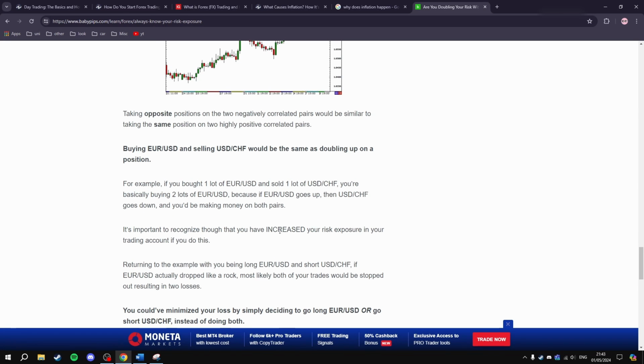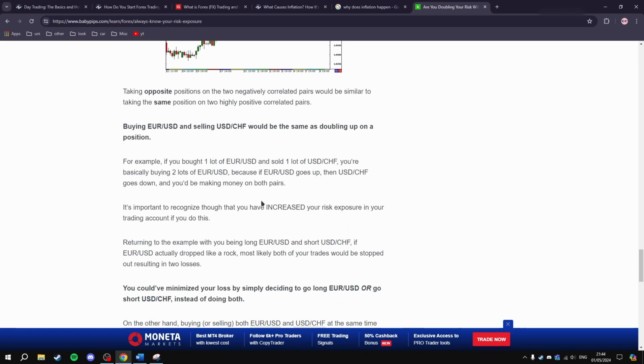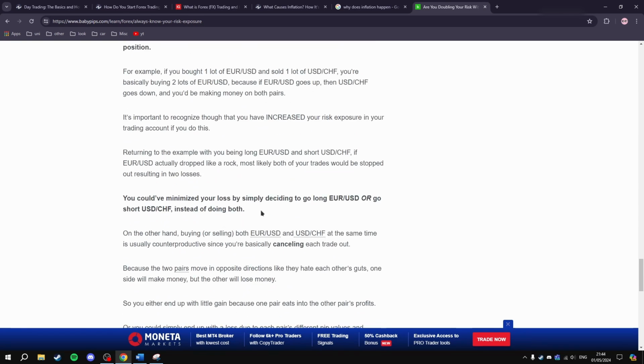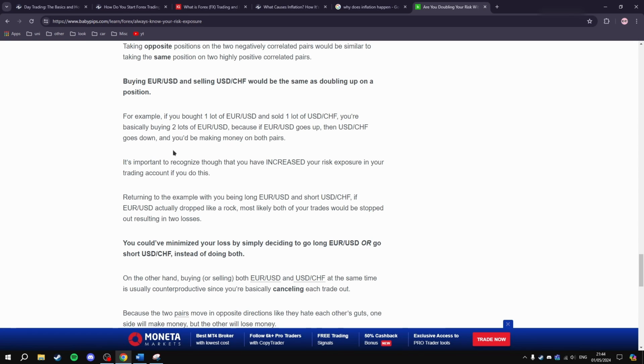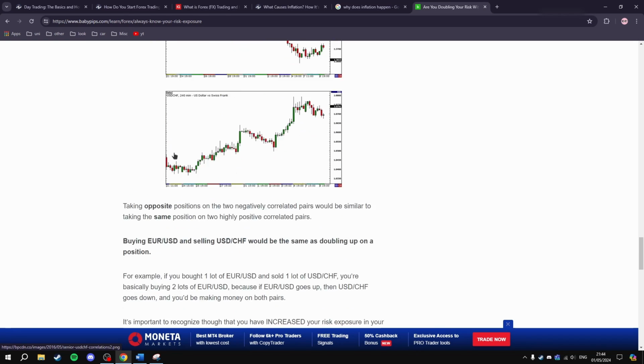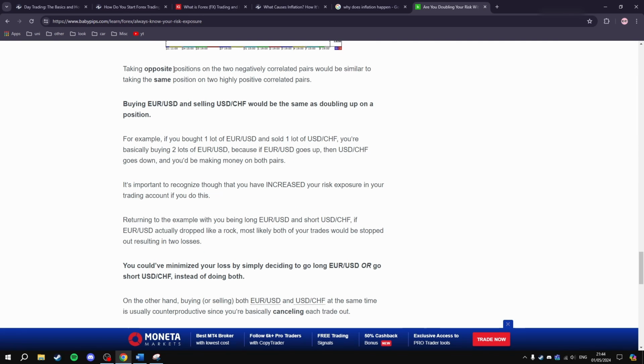It's important to recognize that you have increased your risk exposure in your trading account if you do this. Well, you kind of have to, otherwise you're not going to make a profit then, are you, right? Returning to the example of you being long Euro USD and short USD CHF, if Euro USD actually dropped like a rock, most likely both of your trades would be stopped out, resulting in two losses. You could have minimized your loss by simply deciding to go long Euro USD, or go short USD CHF instead of doing both. Oh right, so only trade one pair at a time instead of doing two pairs at the same time.